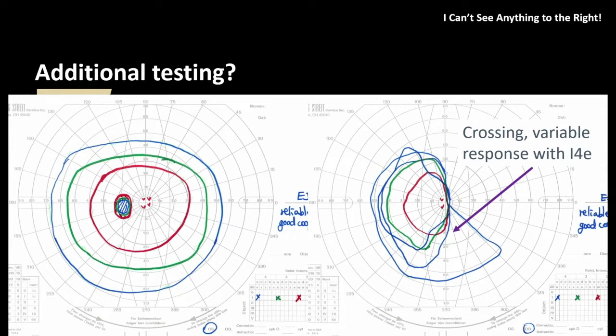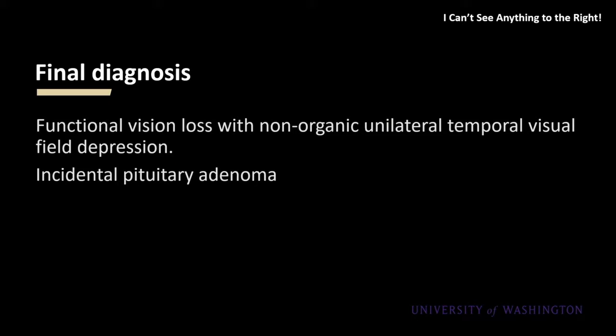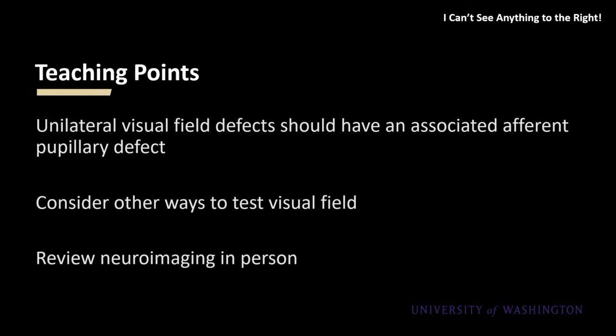And this patient was followed with serial exams, never developed optic atrophy, and had quite variable responses on multiple visual field tests. So her final diagnosis was functional vision loss with non-organic unilateral temporal field depression and an incidental pituitary adenoma. So I think one of the concerns the audience has is, is everyone comfortable calling this non-organic? How much testing do we need to do to be comfortable to make the diagnosis of non-organic?